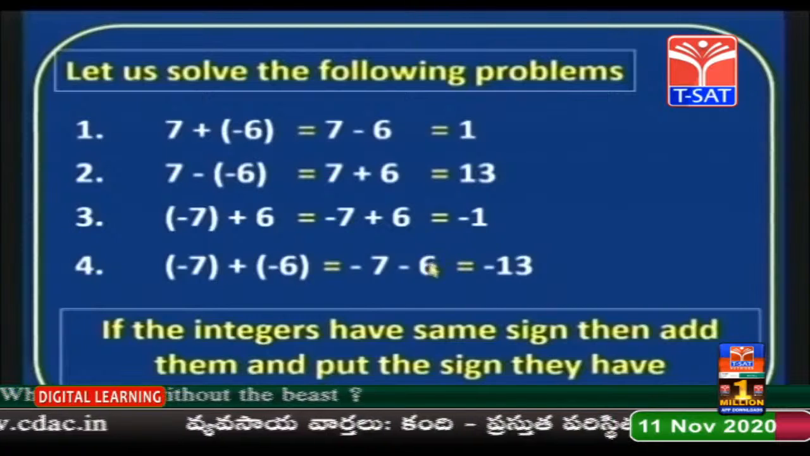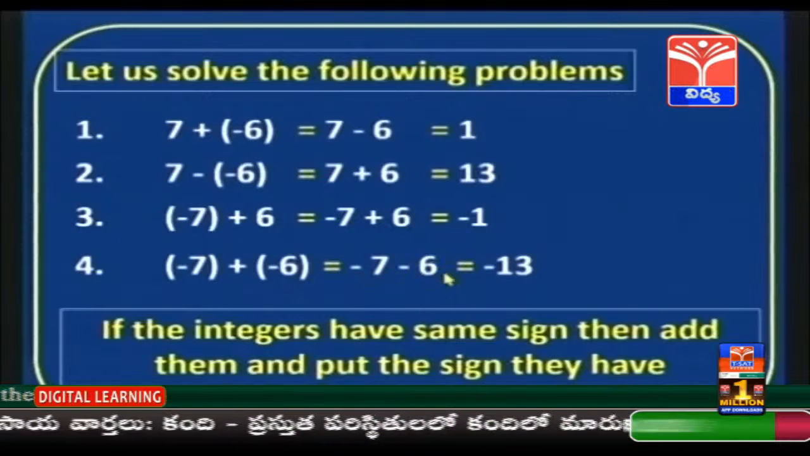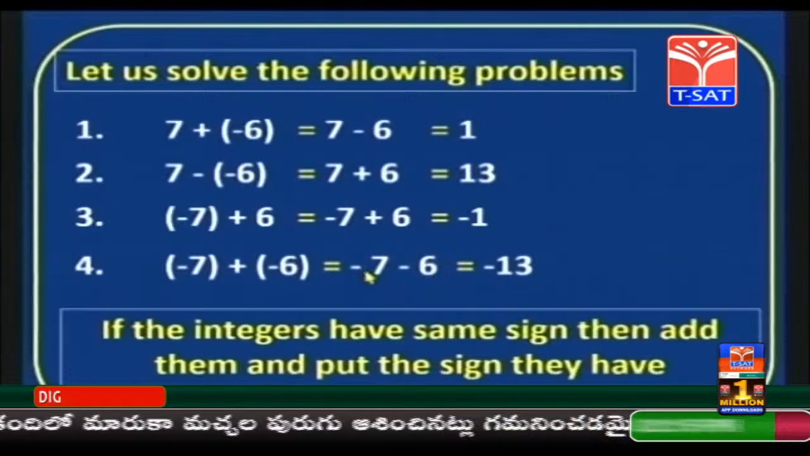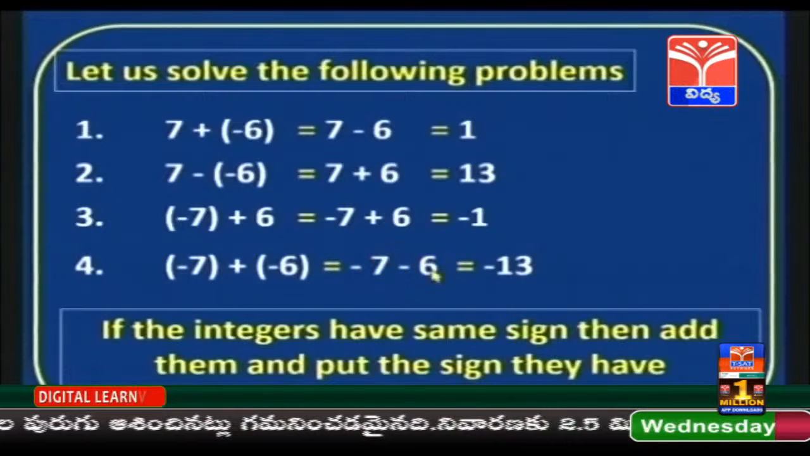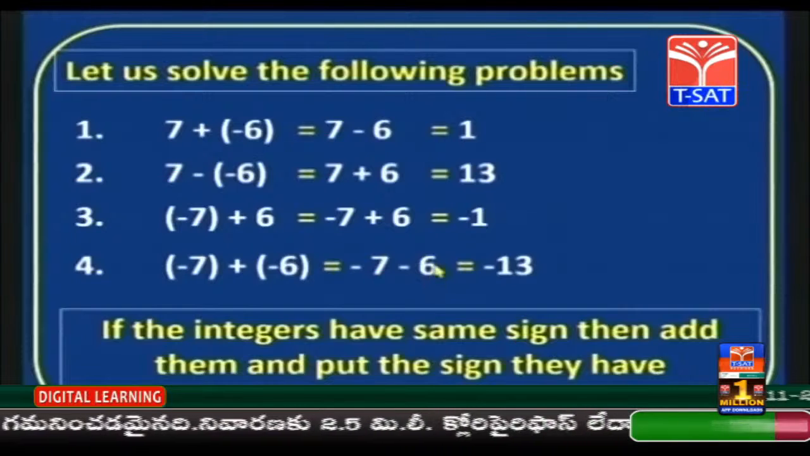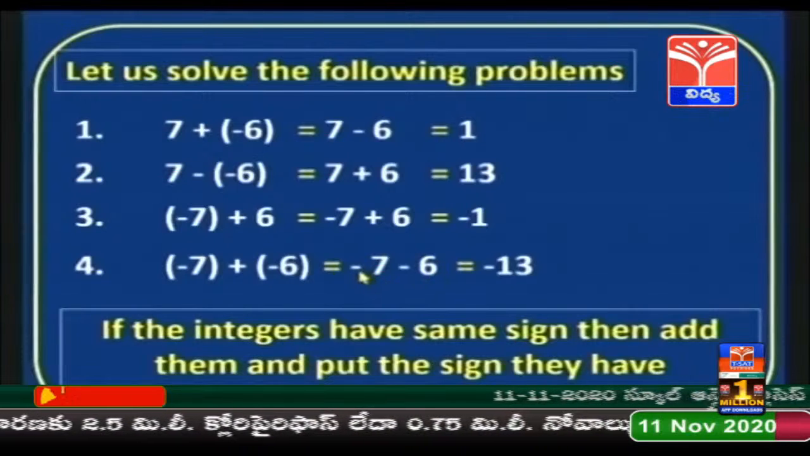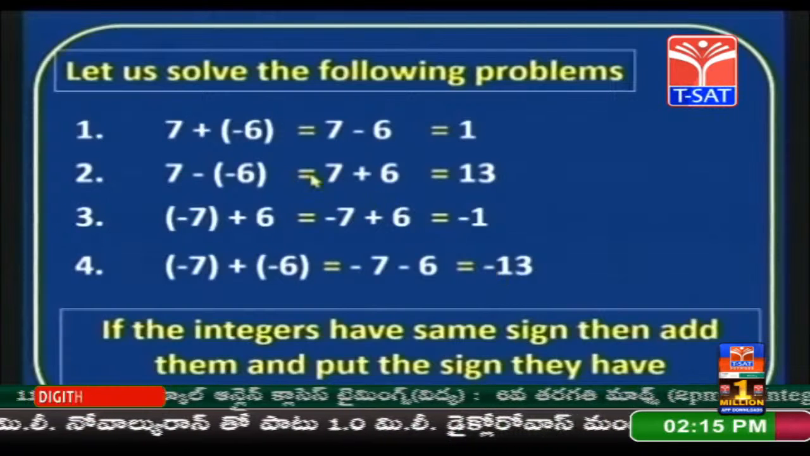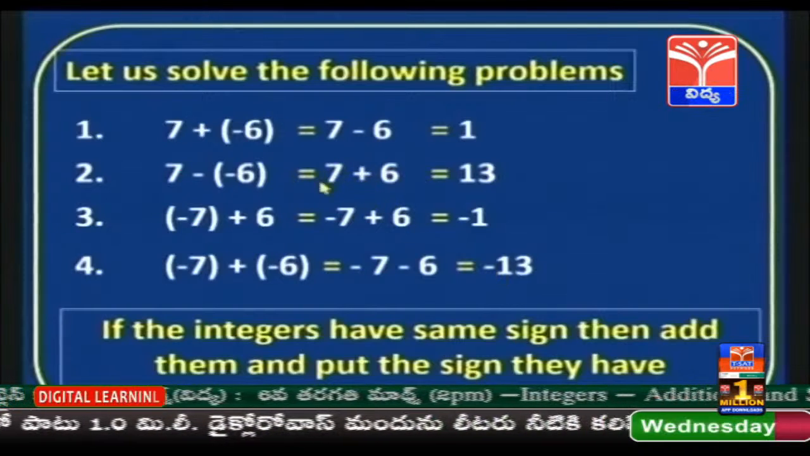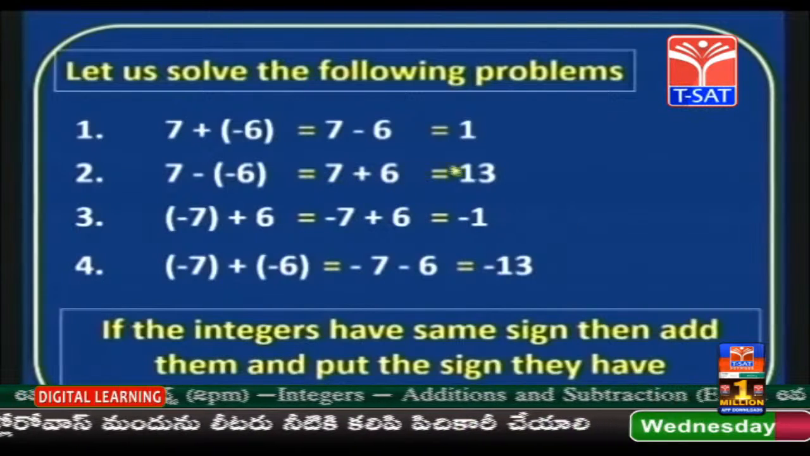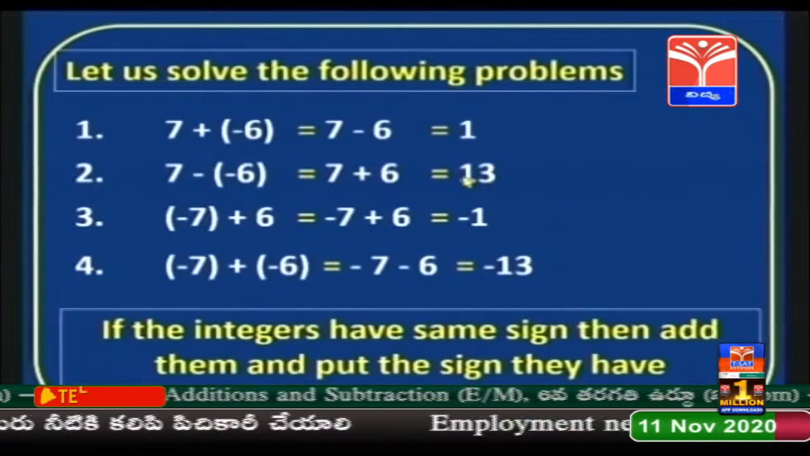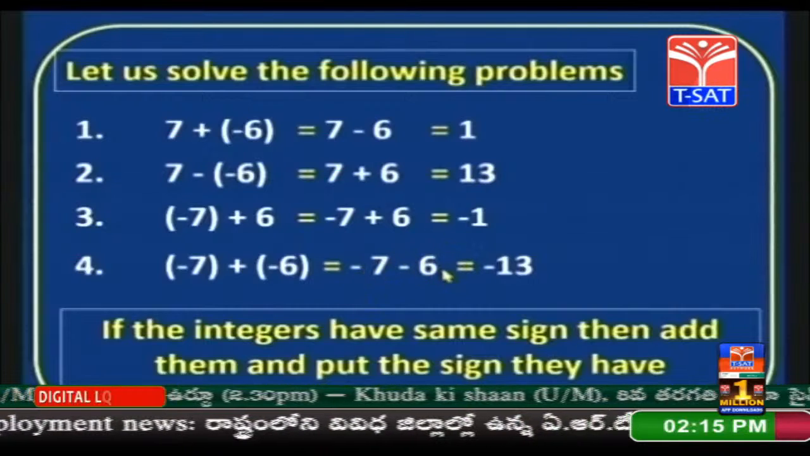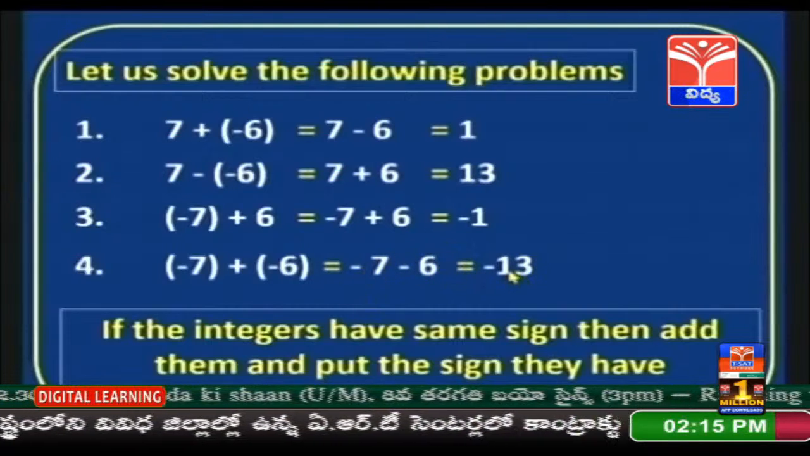Here also you can observe minus 7 minus 6. Both the integers are having negative sign. So what I am doing here? I am adding them. What is 7 plus 6? 13. Which sign do they have? Minus. So I am taking it as minus 13. Children, are you able to understand this one here? When two integers are having the same sign, we have to add them and put the sign they have. Here also the same. They are having negative sign. I am adding them and taking the negative sign.